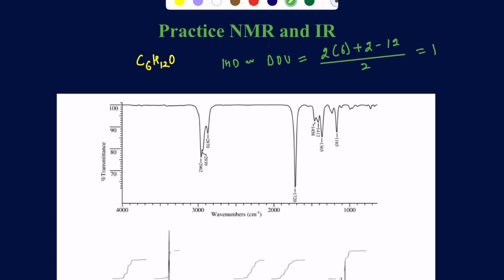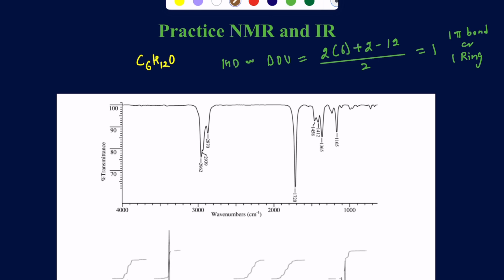So what that means is either I have 1 pi bond, which could mean a double bond, or I have 1 ring. I'm not going to have both of them together. I'm just going to have one or the other. Now, I don't know whether I have a pi bond or a ring just based on the DOU. It just gives me an idea of what I'm going to have in there. So the next thing I need to do is to look at what my IR looks like.